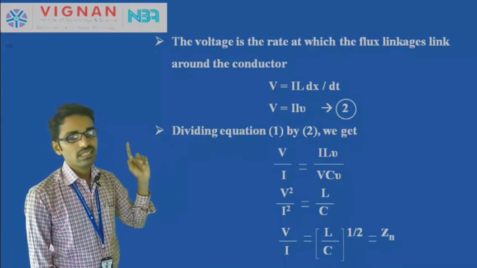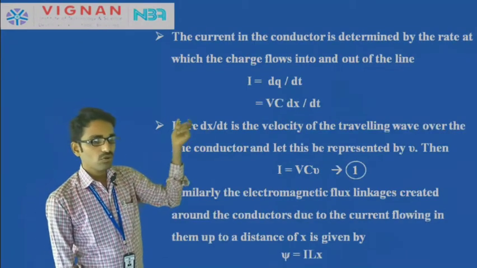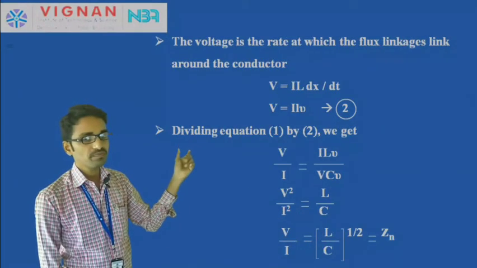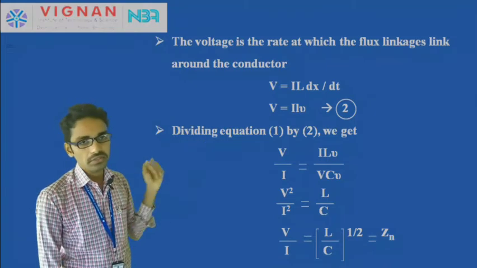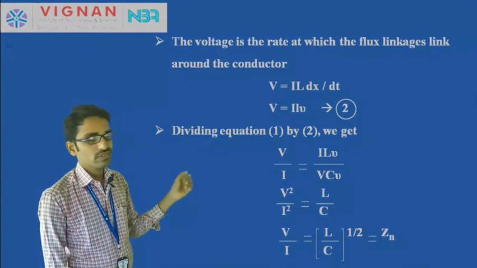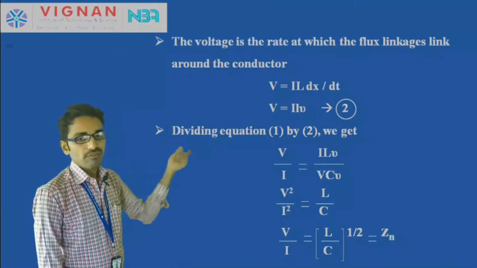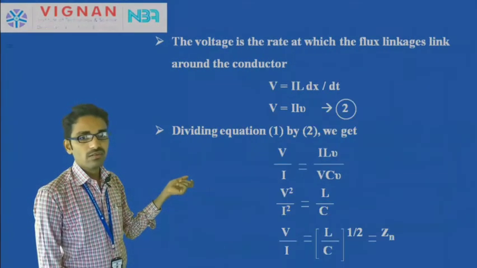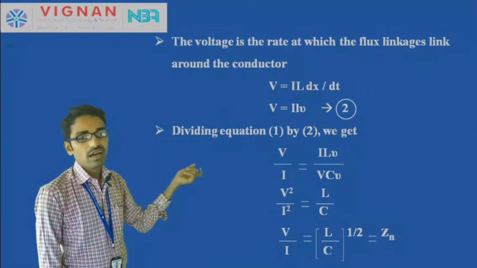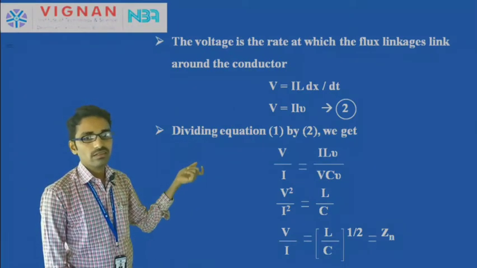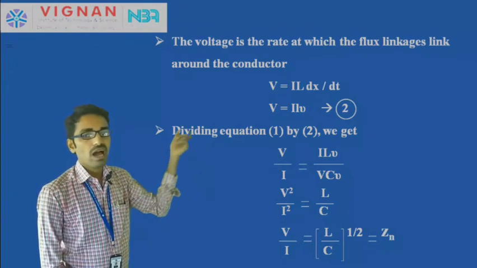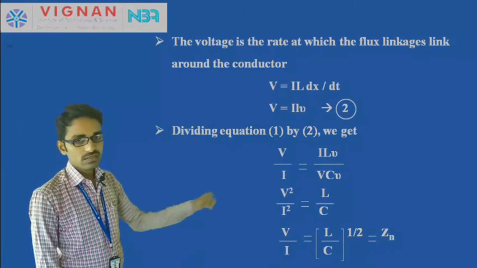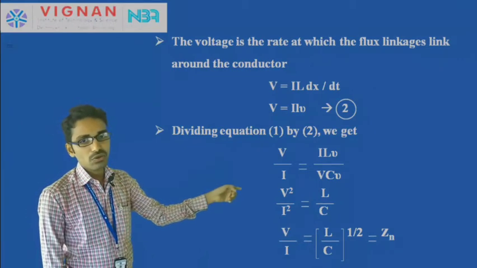Let us consider this as equation 2. The first equation is I is equal to V C nu. The second equation is V is equal to I L nu. Just divide these two equations, taking 2 by 1, that is V by I is equal to I L nu by V C nu. So, V square by I square is equal to L by C.